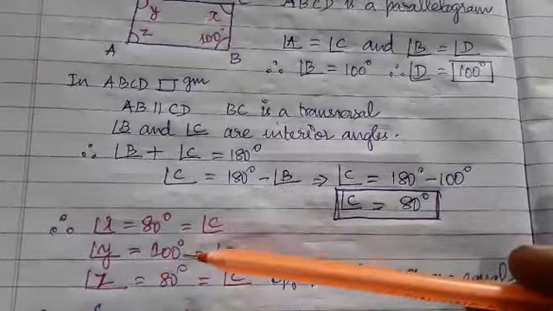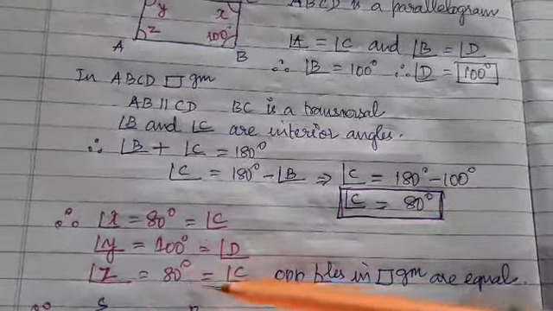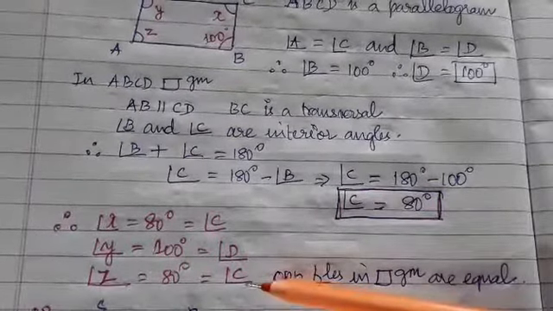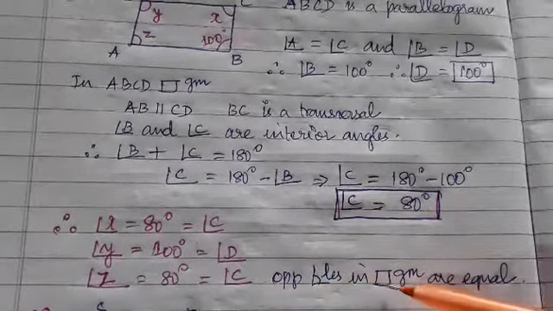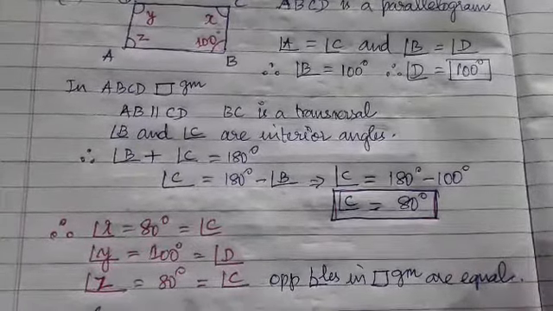Angle Y equals 100 degrees, which means D is also 100 degrees. Angle Z equals 80 degrees, which means C is also 80 degrees, because opposite angles in a parallelogram are equal. That is your first question.